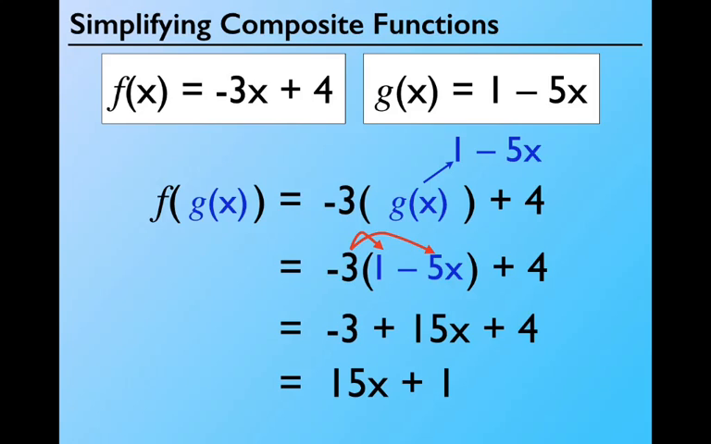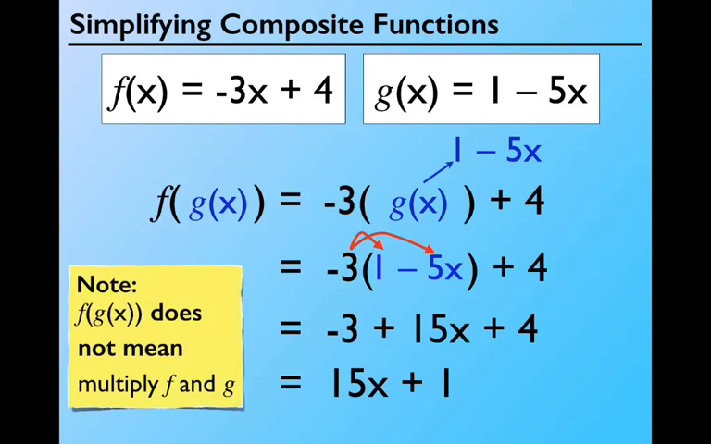Note that in this case, your answer still has a variable in it, as composite functions often will. Note, f of g of x does not mean multiply f and g.